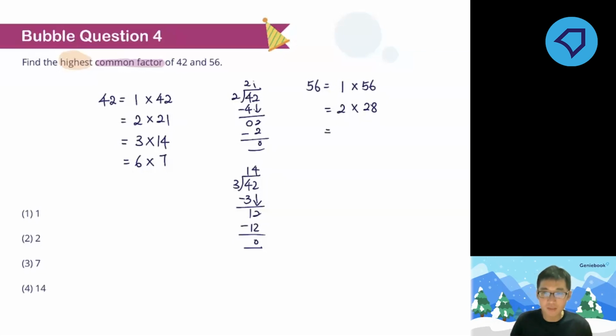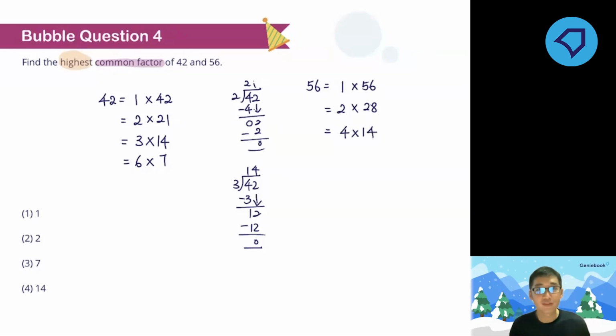Is 56 divisible by 3? You can do a quick division. Is 56 divisible by 3? No, it's not. How about 4? 4 multiplied by 14 would give us 56. So 4 and 14 are both factors of 56.